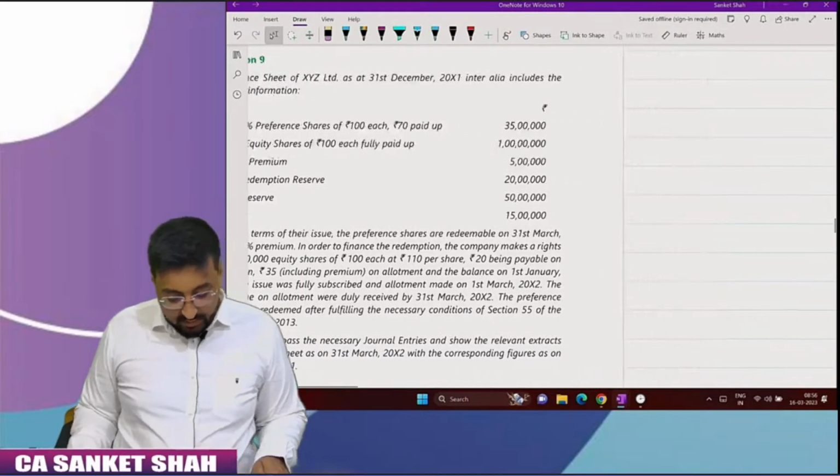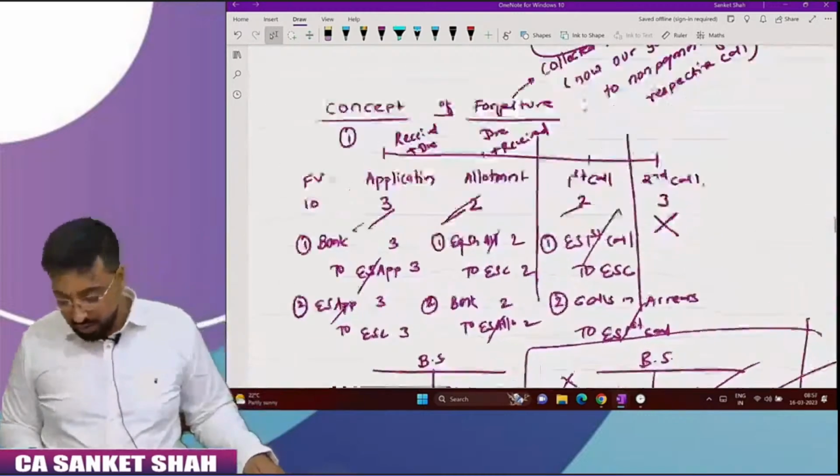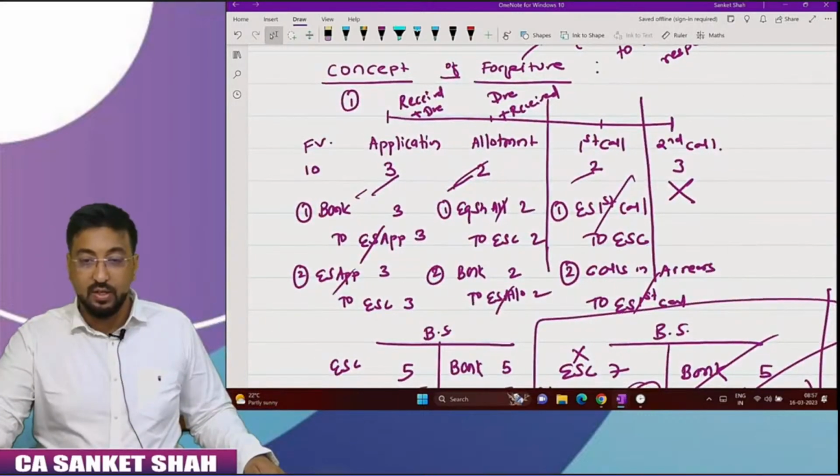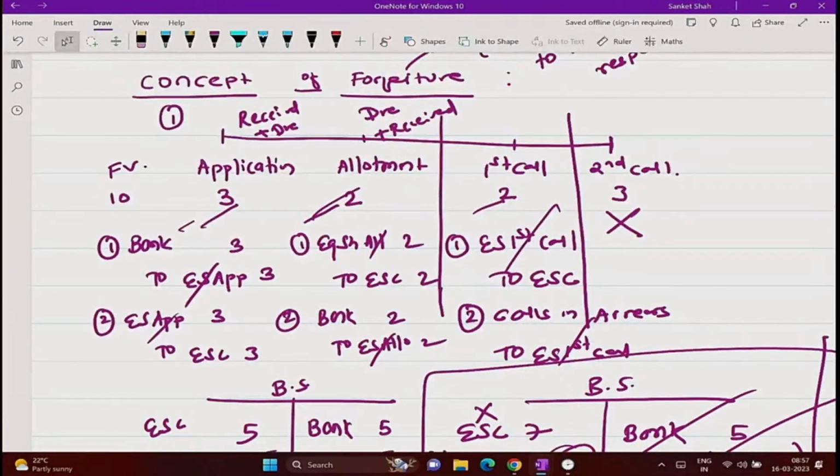Swati ji is saying, sir, can I take this screenshot, beta? Yes, why not? ले लीजिए screenshots. This is the concept of forfeiture. Yes.